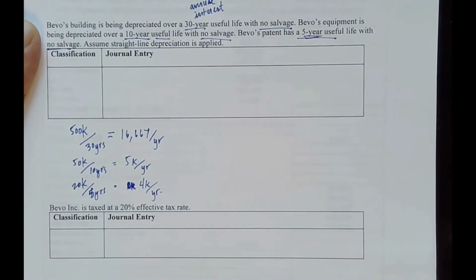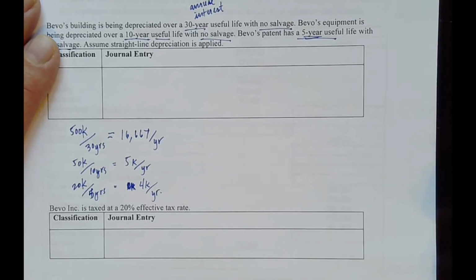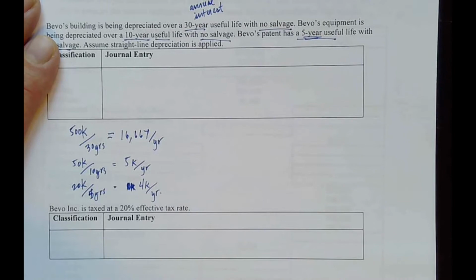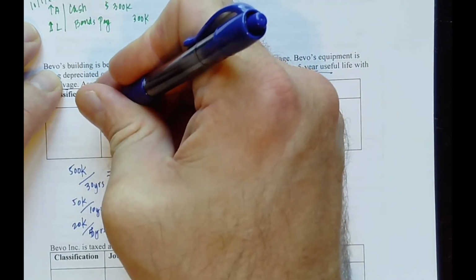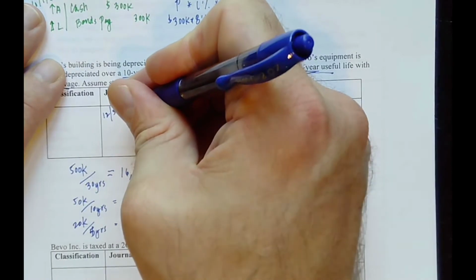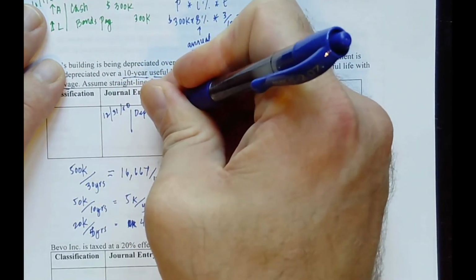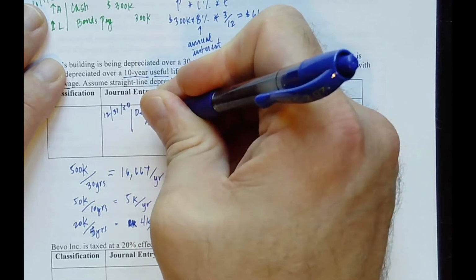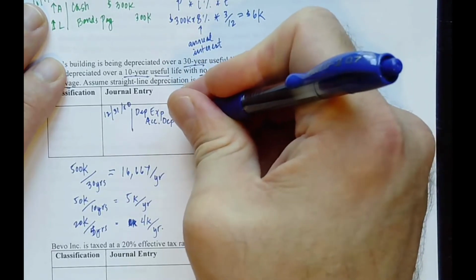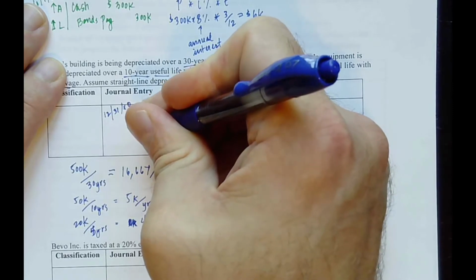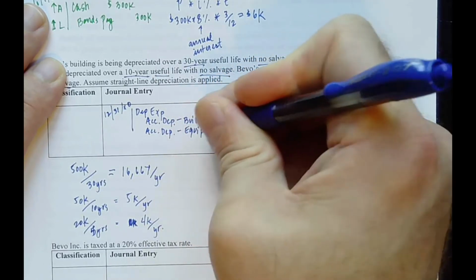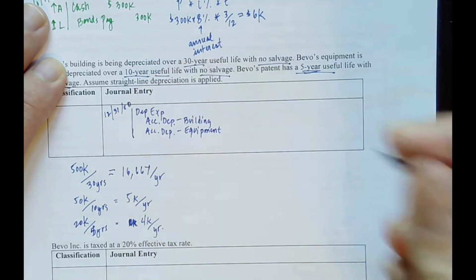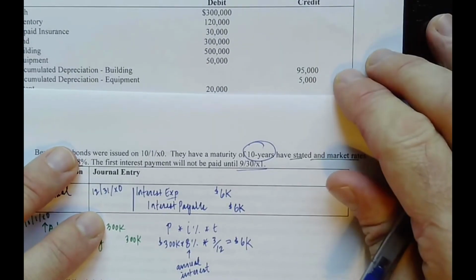Now, making the journal entry for the building and the equipment, it's going to be a remarkably similar journal entry. I'm going to do it in a very particular way. You wouldn't absolutely have to do it this way, but to me it makes the most sense. We would record depreciation expense as one account and separately record the accumulated depreciation for the building and the accumulated depreciation for the equipment. At the very least, we would need to separate the accumulated depreciation for those two assets because they are separately listed on the unadjusted trial balance.